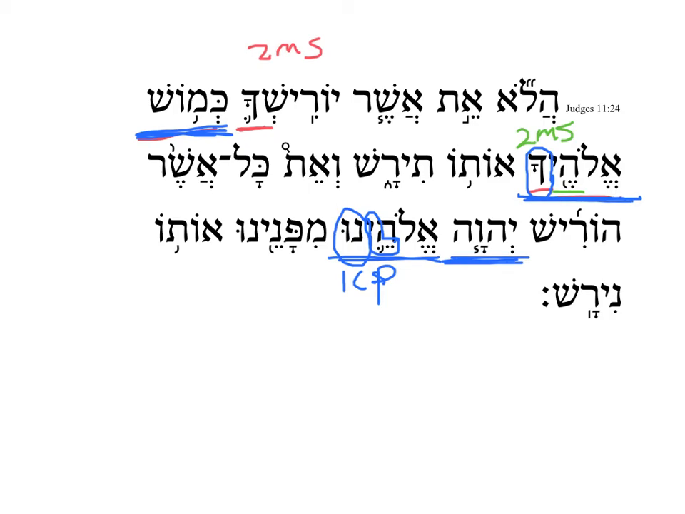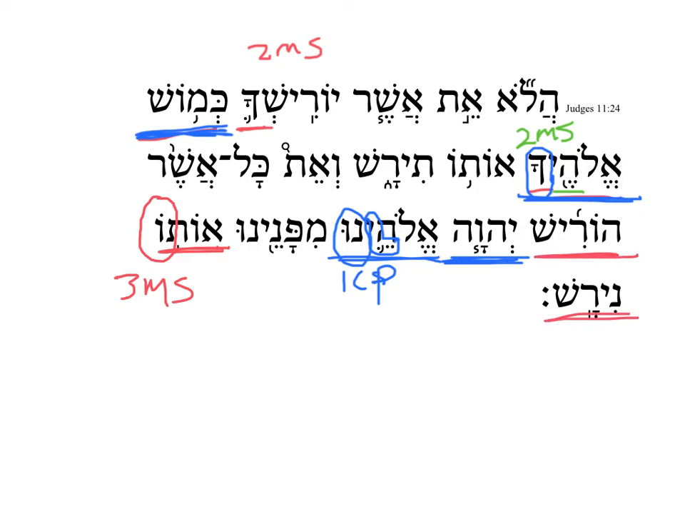And there's just a couple of other things. This is a definite direct object marker here, et. But when we put on a third person masculine singular pronominal suffix, it changes to oto. That's its normal form there. And so this is it. It's used of the neuter to refer to that which the Lord is giving them to possess.